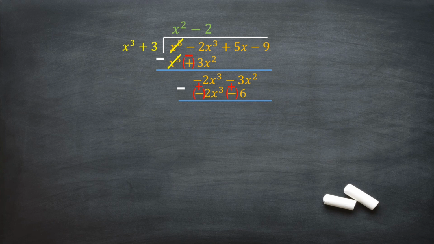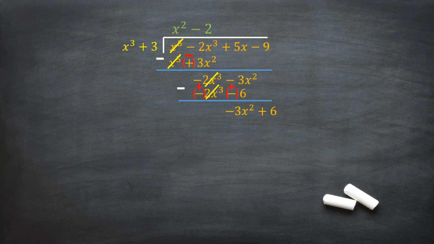Now, let's simplify. Negative 2x cubed and positive 2x cubed have different signs, so we subtract them. If we subtract the same quantity or the same value, the answer is always 0. That's why we just cancel it out. What remains are negative 3x squared and positive 6. We bring that down since they are unlike terms. So negative 3x squared plus 6.